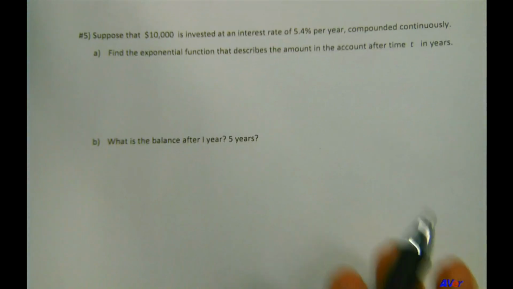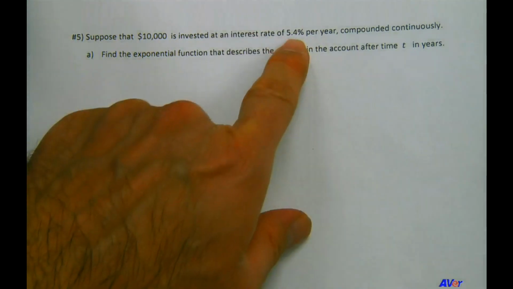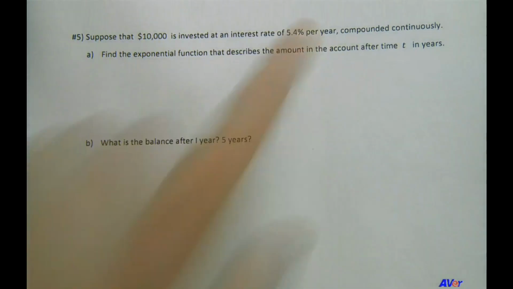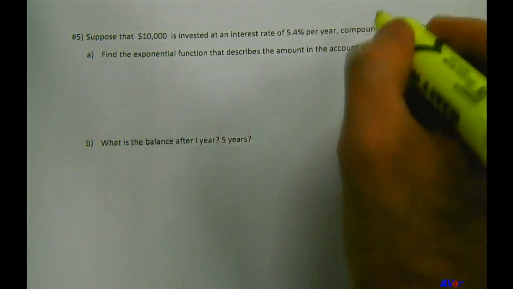In the next problem, it says, suppose that $10,000 is invested at an interest rate of 5.4% per year. So notice in this case, the percentage or the interest rate is per year, right? The unit is year. Compounded continuously. That's what I was talking to you about. So people are asking me, how do we know we should use that formula?